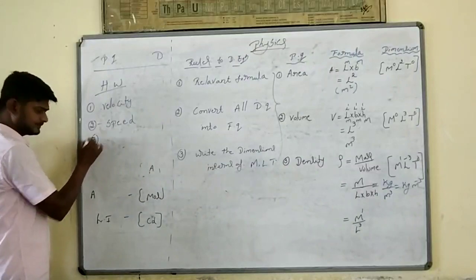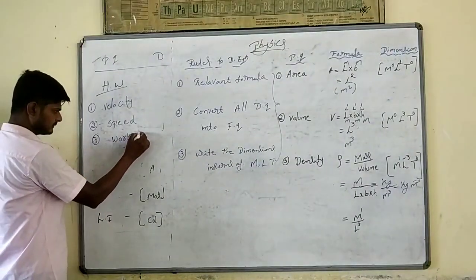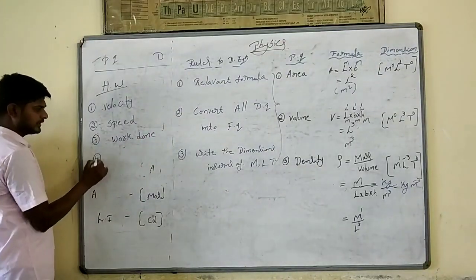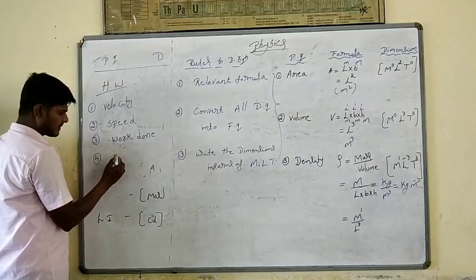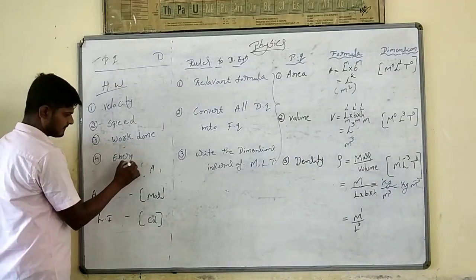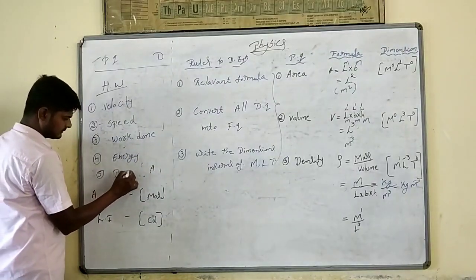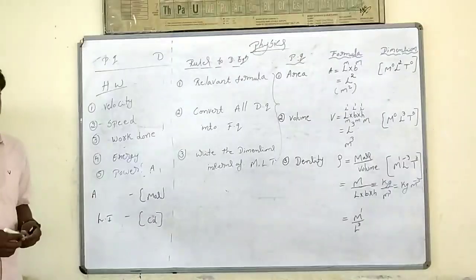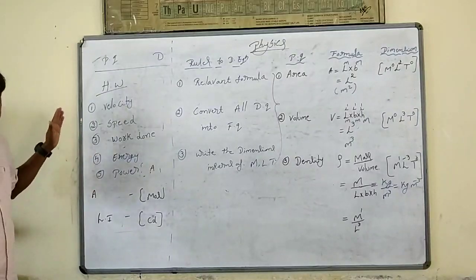Third one you can take work done. Fourth one you can take energy. Fifth one you can take power. These 5 you can work out for homework. Based on your answers, I will discuss next class.